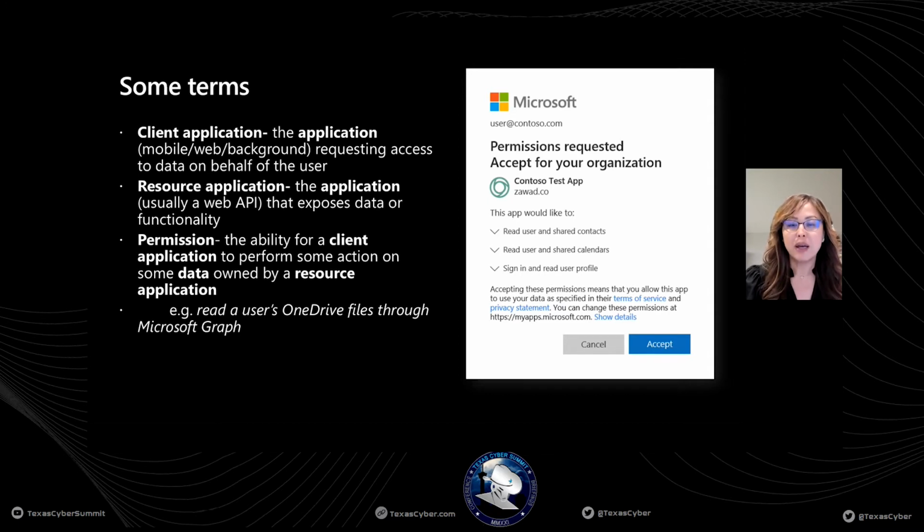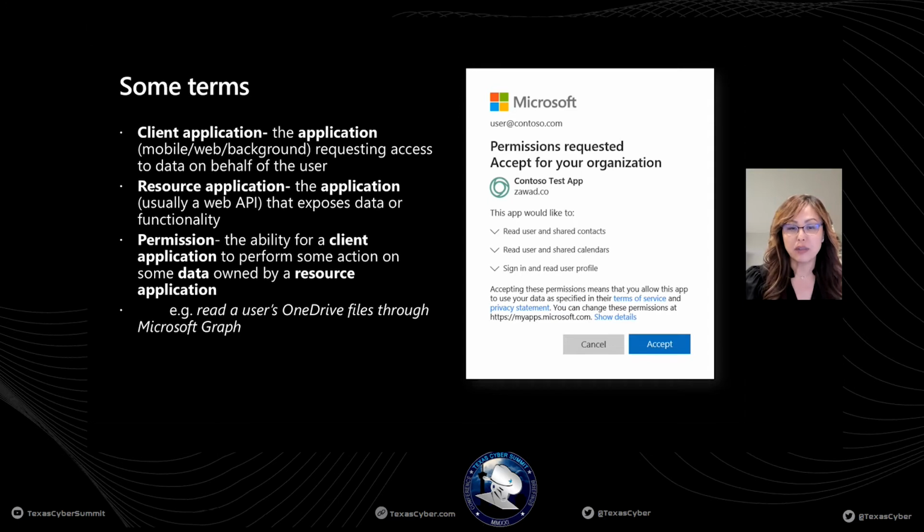This is going to be like the mobile app, web app, and it can be an application running in the background that is going to be requesting data on behalf of that user. Then we have the resource application, which is usually a web API that exposes this data or functionality. It is called Microsoft Graph. And then we have permissions, which is what the client application is asking to be able to perform on that data owned by that resource.